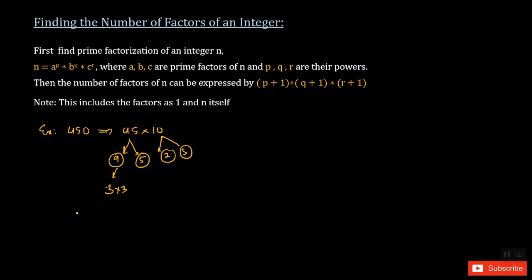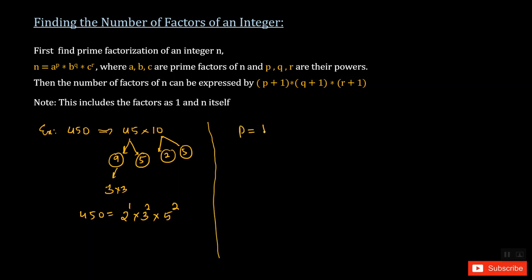Now the prime factors of 450: I can write how many times 3 is appearing, how many times 2 is appearing, and how many times 5 is appearing. 2 is appearing only once, so 2 to the power 1. 3 is appearing twice, so 3 to the power 2, and 5 is appearing twice, so 5 to the power 2. Now, for the number of factors, from this, tell me what is the value of p, what is the value of q, and what is the value of r.